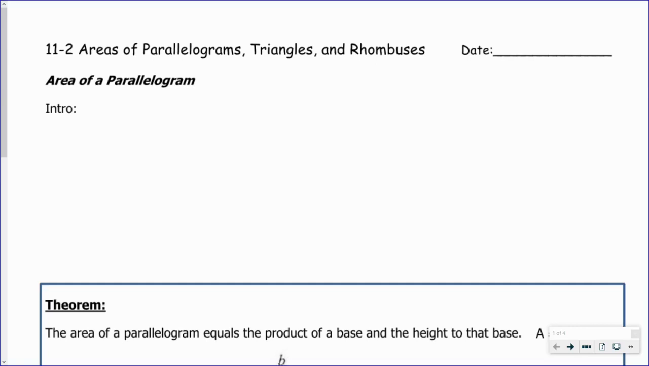All right, so as promised, back with a second video. This time, we're going to focus on the area of a parallelogram.